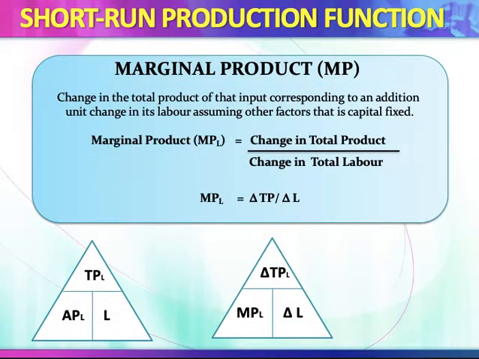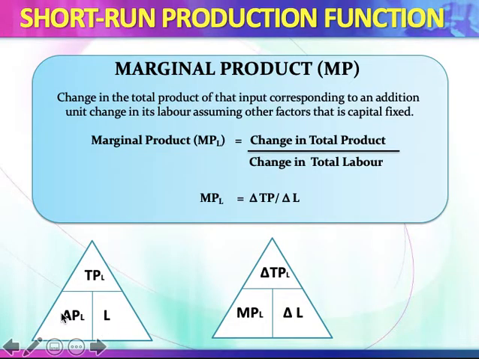Marginal product is the change in the total product of that input corresponding to an additional unit change in labor, assuming other factors like capital are fixed. Marginal product is the change in total product when there is a change in total labor. For example, now we have two labor, Ali and Abu, and then we want to add one more labor, Cik Kia. How much does the total product increase when we add one more labor? Later I will explain in detail the concept of marginal product to help you understand more.